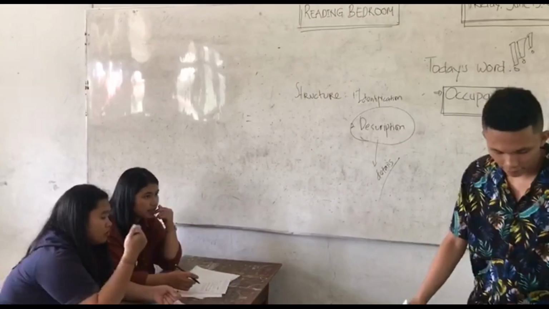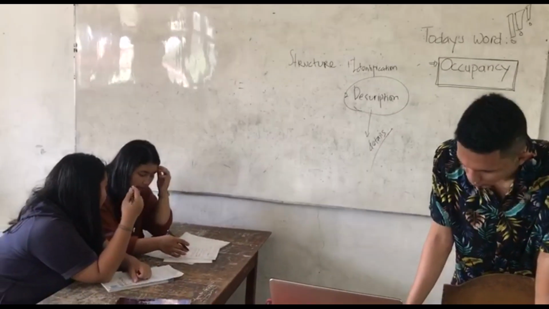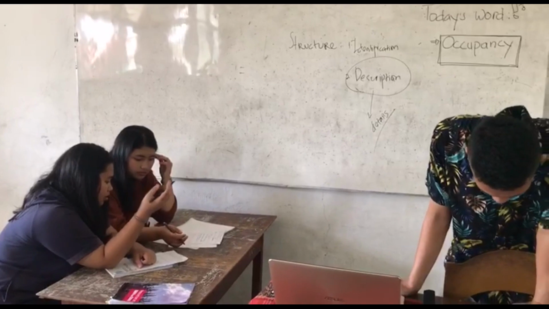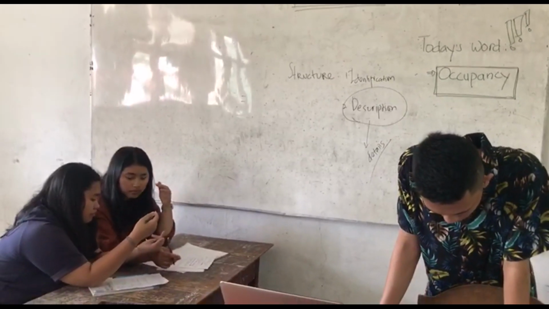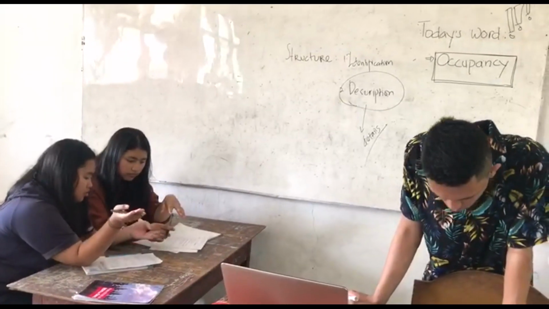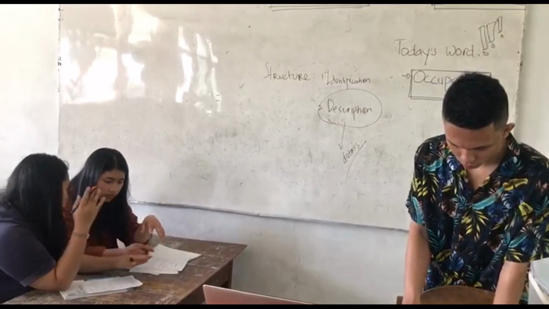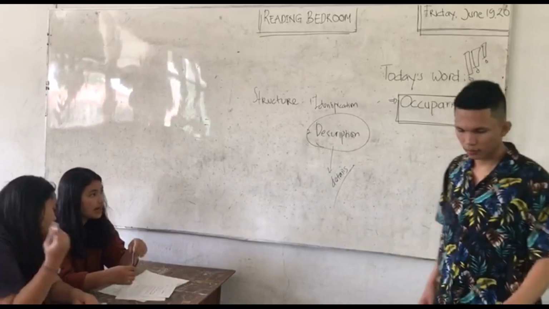You can discuss this. I think descriptive text is a text to describe something, like people and a bedroom, like the picture or thing. What do you think? Descriptive text is to describe things.